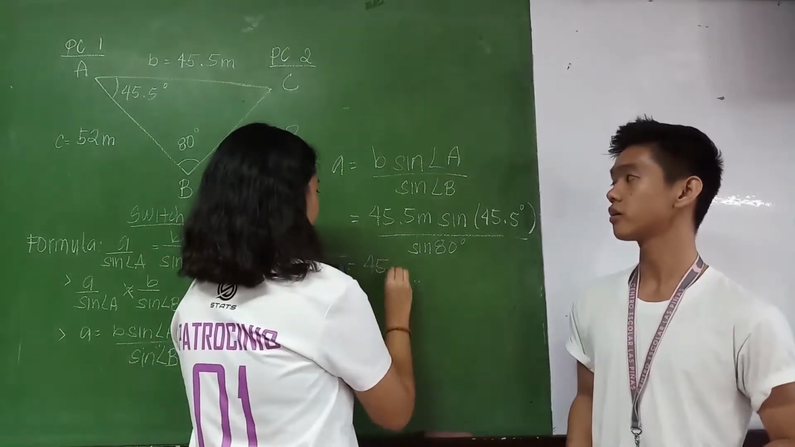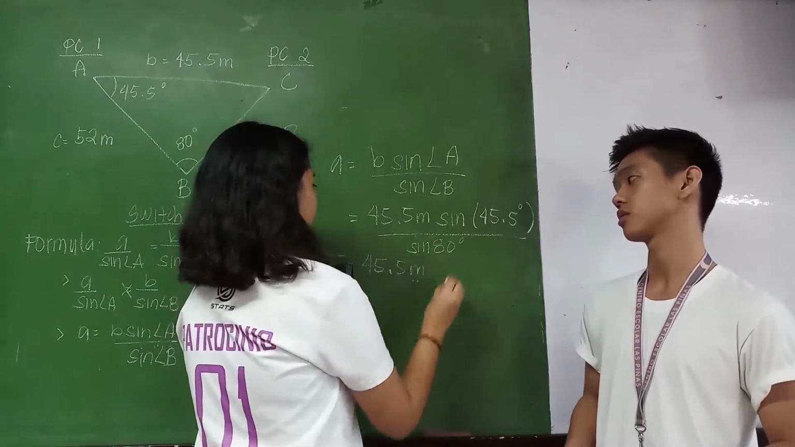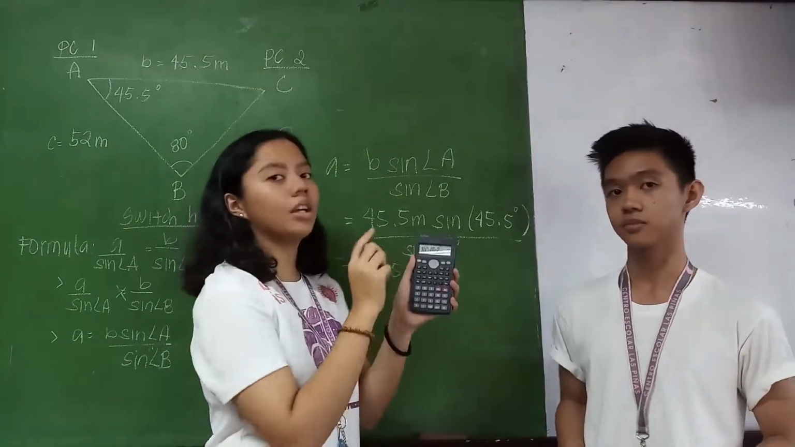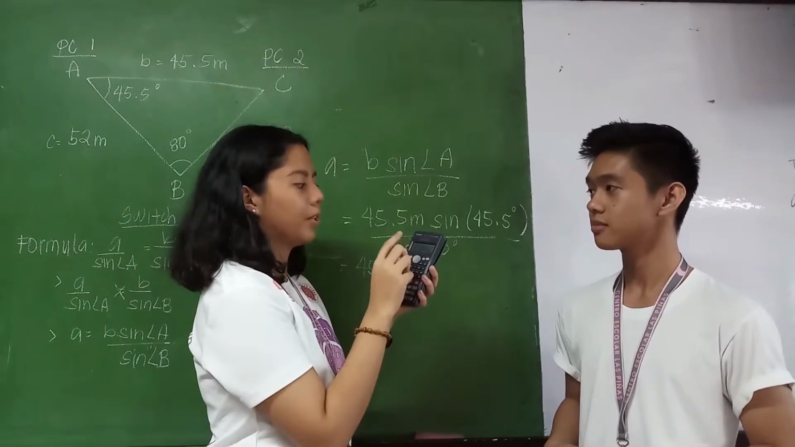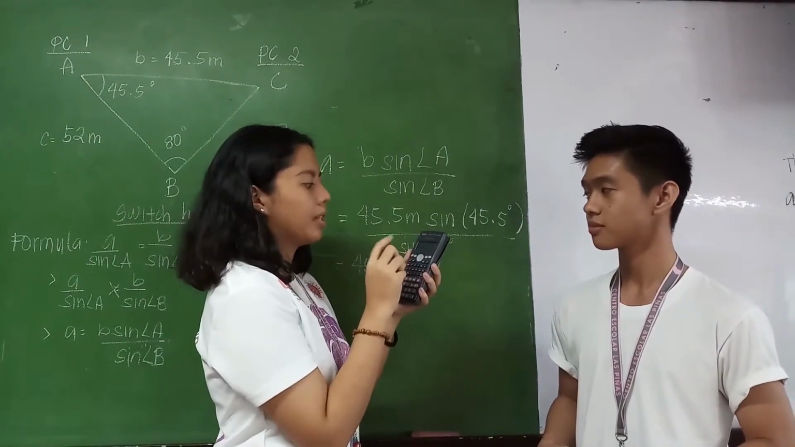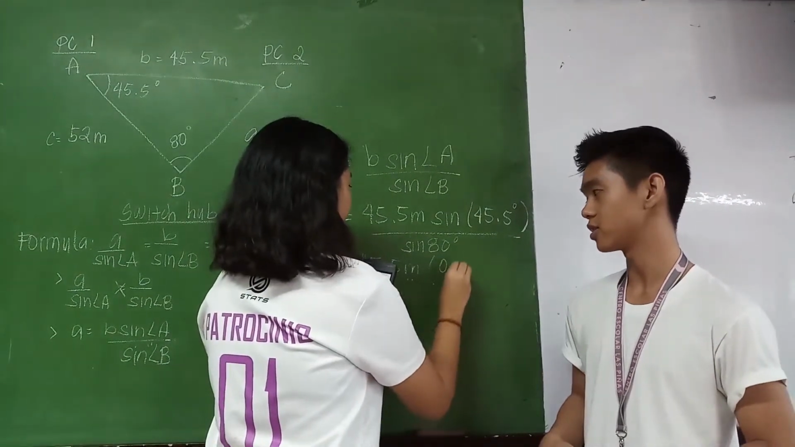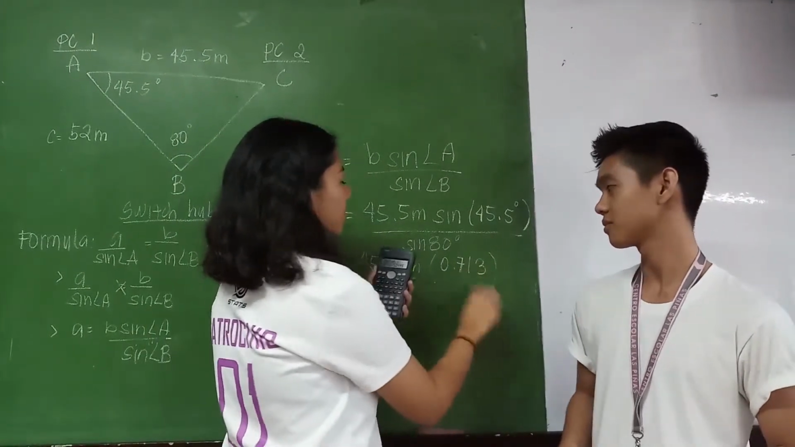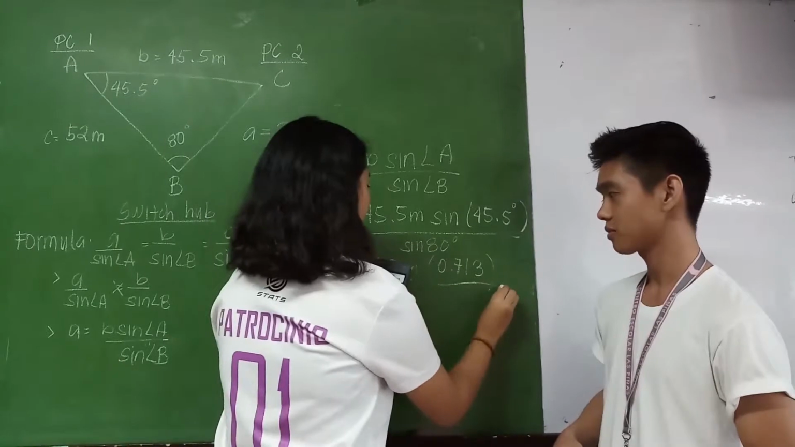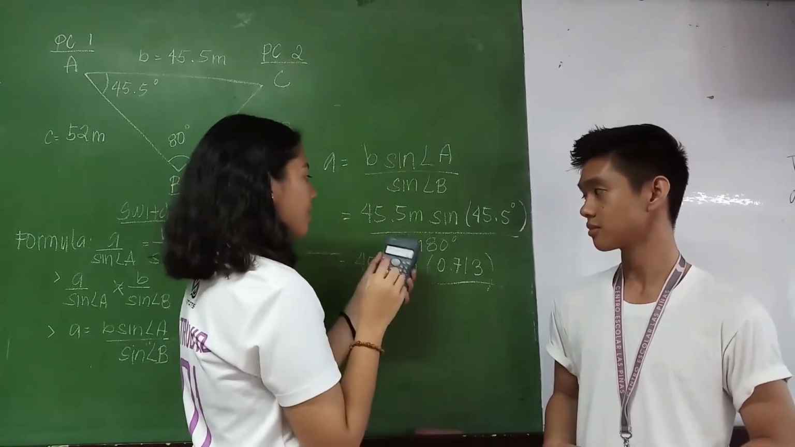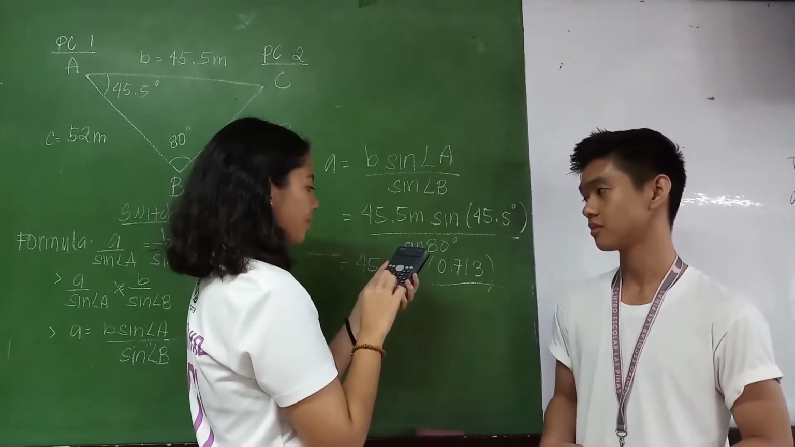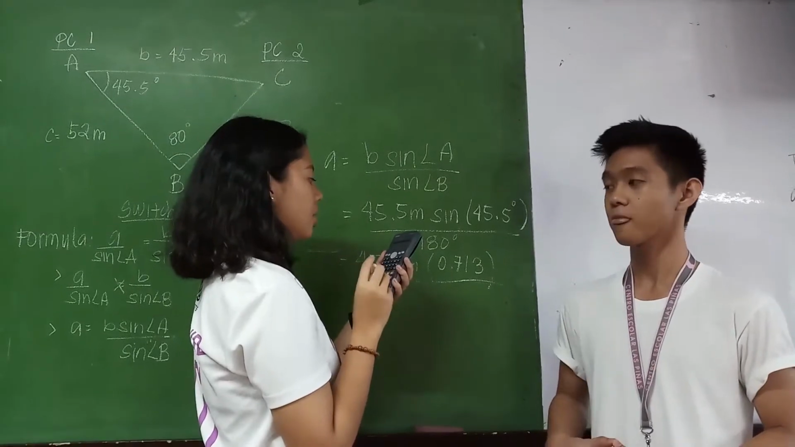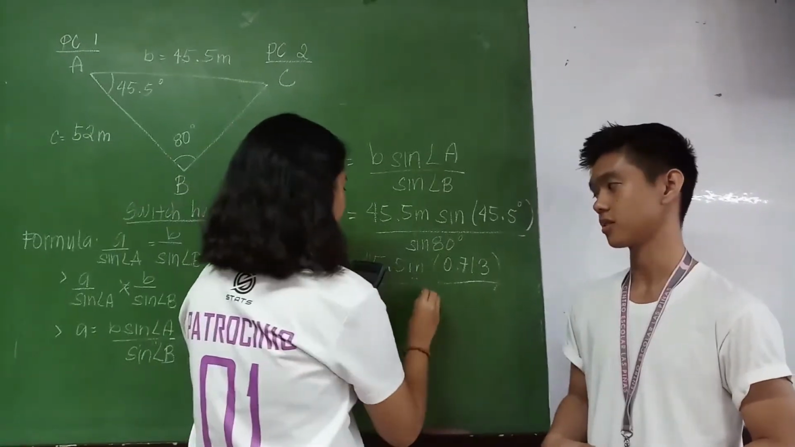So first, we write 45.5 meters. And using our cycle, sine 45.5 is equal to 0.713. So we have to stop at 3 decimal places. And on the other hand, sine 80 degrees is equal to 0.985.